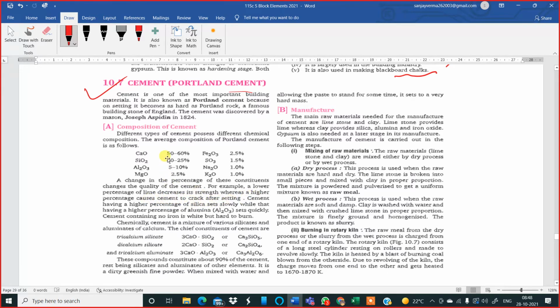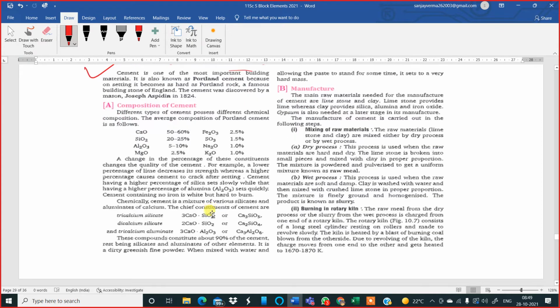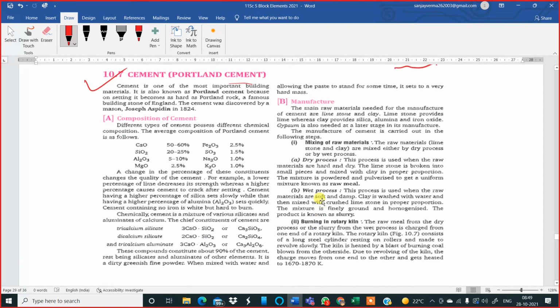So if you put again a high percentage, more than 60%, after you cast the cement, after you do some plastering of your building, that time there will be cracks coming after. That's why it is very important to use good quality cement containing the required percentages of this composition. Okay, now after that, the manufacture is required.